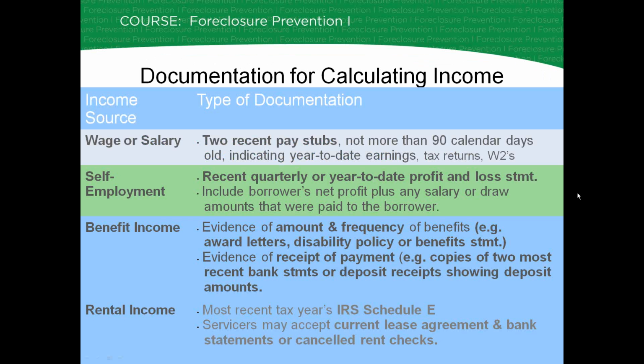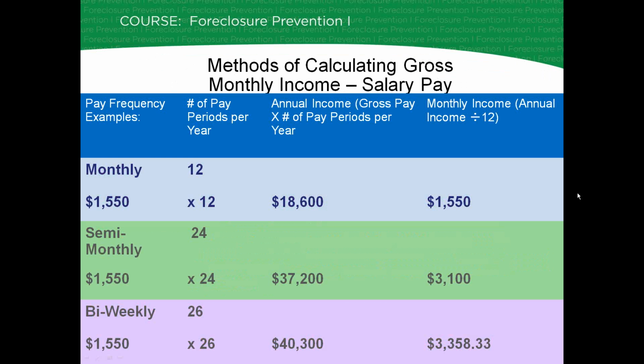And then with rental income, you just want to get the last year's tax return and show the Schedule E, which is the rental income. If it's recent, then you may need to get a copy of the lease agreement and canceled checks. So now let's talk about how we actually calculate this income, because we're going with gross income, not net. And for those of you who may be new, gross income is going to be before any deductions come out.